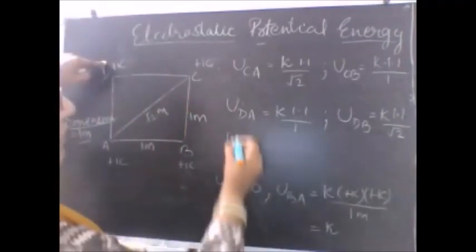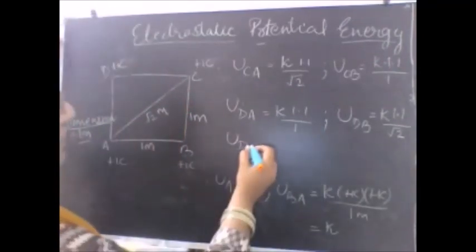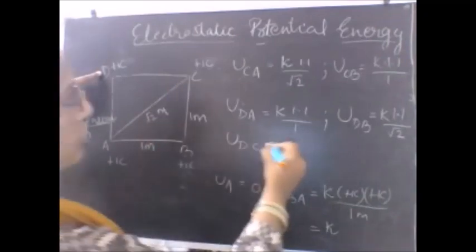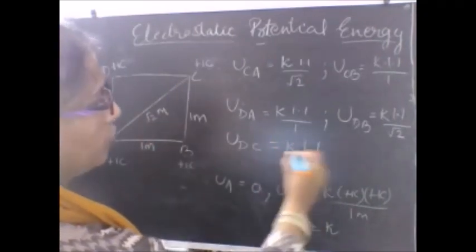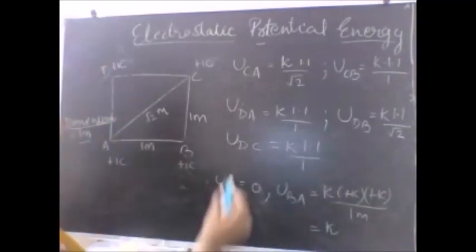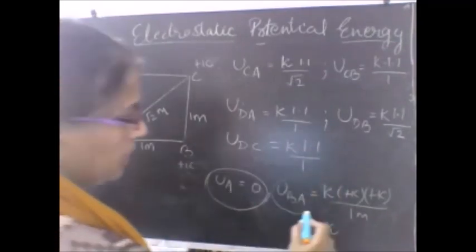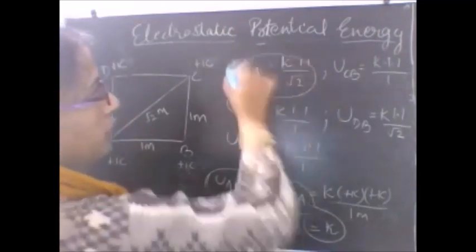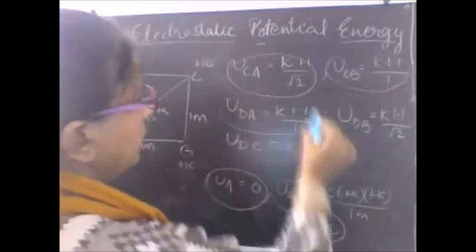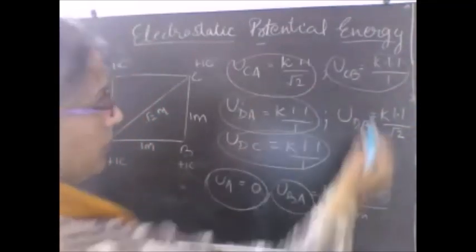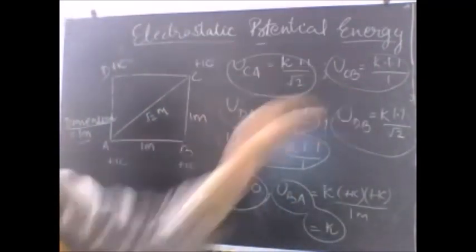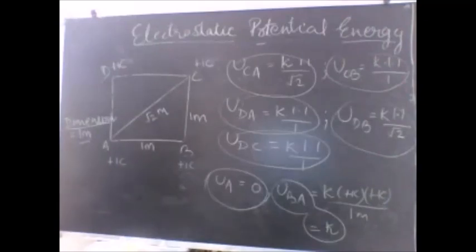And the last term in this final expression is UDC, the work that we are doing in establishing this charge due to the presence of charge at C. So this will be K 1 into 1 divided by 1. So I am now ready with all the 6 terms, and I can put the values and get my final answer. Let us put all the values in the formula of the net potential energy and see what the final expression comes out to be.